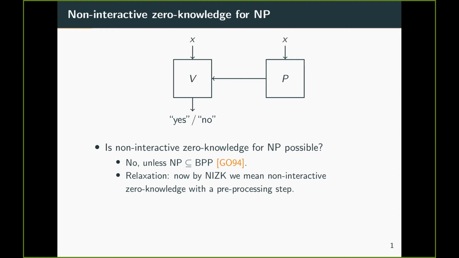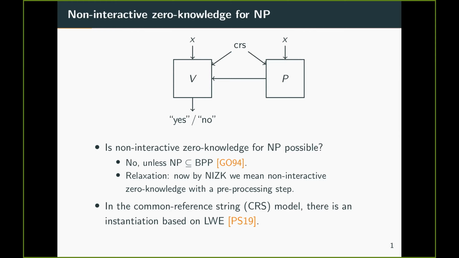So an interesting relaxation is to allow a setup phase established between the prover and the verifier before the verification starts. There's a long list of classical work about this. Here I just want to mention that in the common reference string model, there is an instantiation based on hardness of learning with errors by Peikert and Shiehian in 2019. Here, a common reference string model means that there is a common string shared between the verifier and the prover, and the string is sampled from a public distribution. If the distribution is uniform, then it's also called a common random string model.